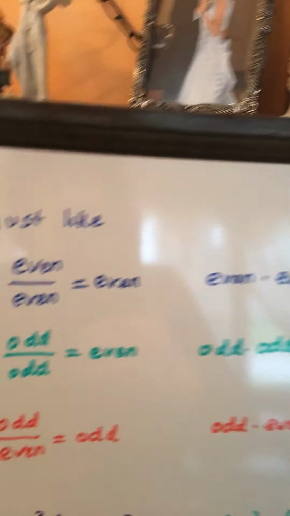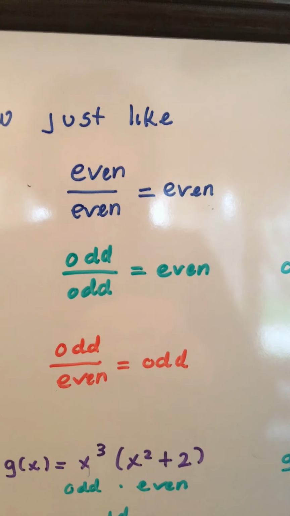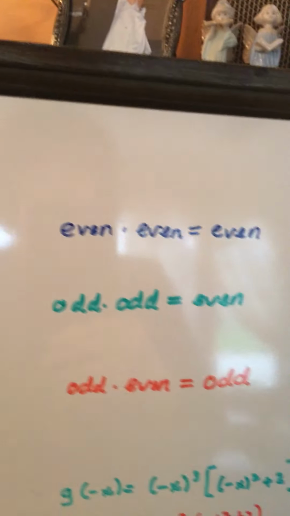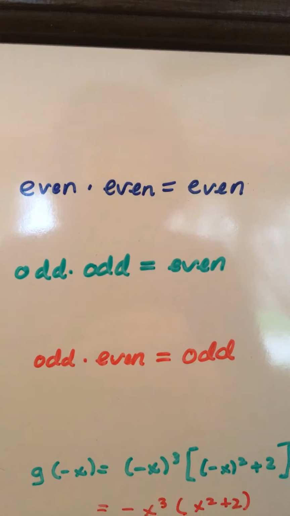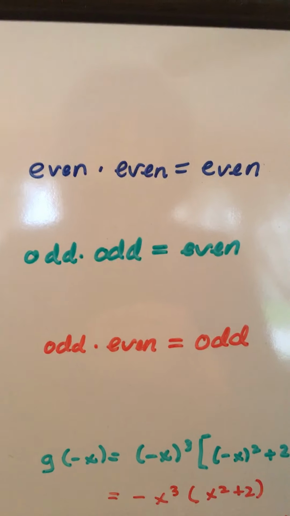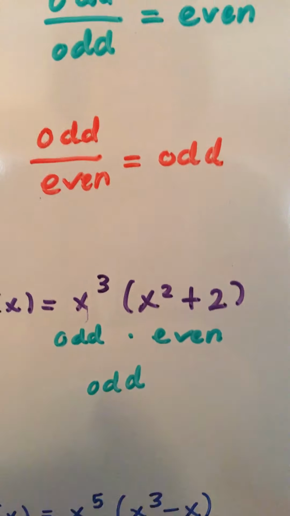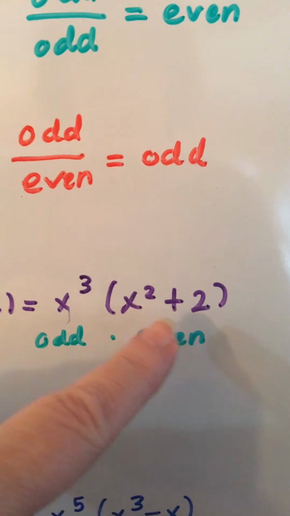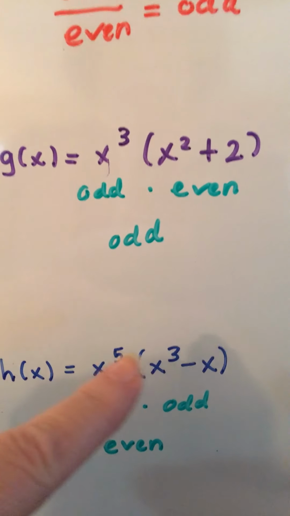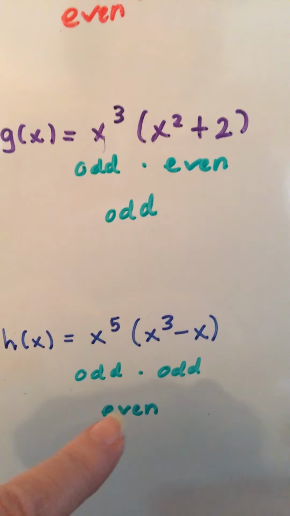Now, just like when we had rational functions and we had even over even was even, and odd over odd was even, and odd over even is odd, when we multiply functions, even times even is even, odd times odd is even, and odd times even is odd. So by inspection, I see it's an odd times an even product. Odd times even is odd. I see it's an odd term. So odd times odd is going to give me even.